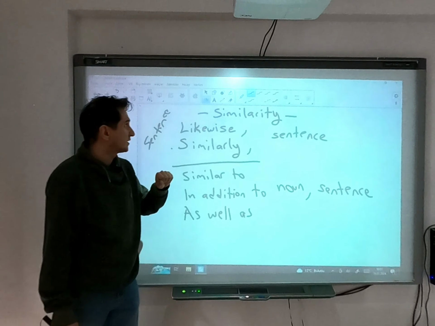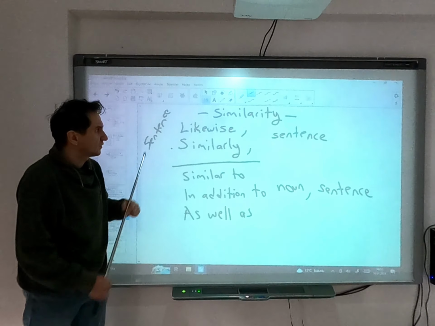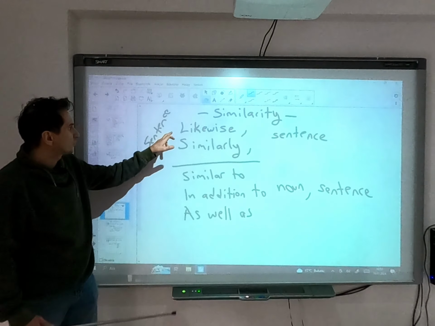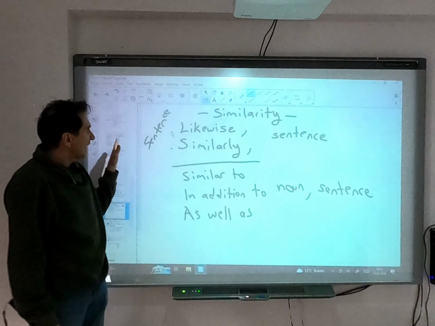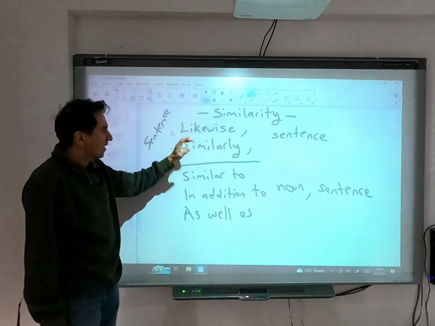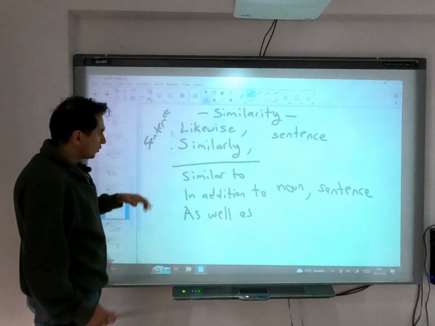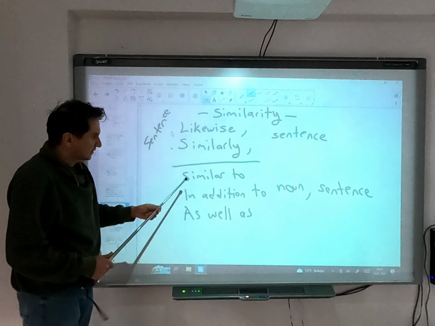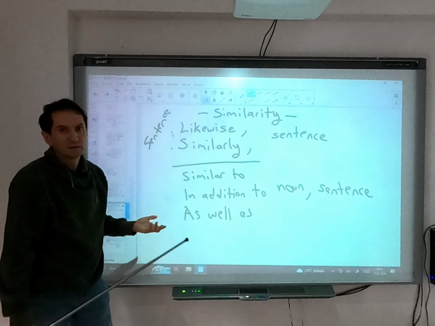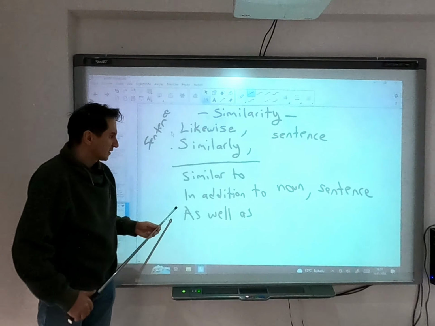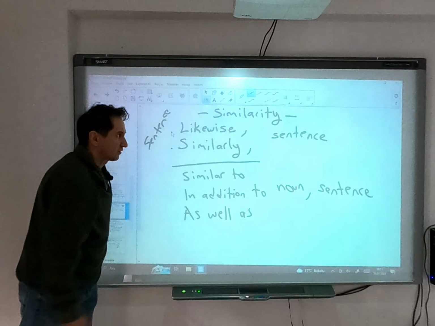So now similarities. When we are talking about similarities, we can also use likewise and similarly. And these are similar to however and on the contrary. So you have a full sentence. You will say A increased, likewise B also increased, okay? Or B increased as well. Or you can use these ones here. So you can say similar to A, B increased. So this means they both increased, okay? Or you can say in addition to A, B increased. As well as A, B increased.